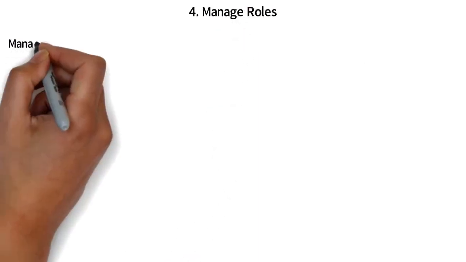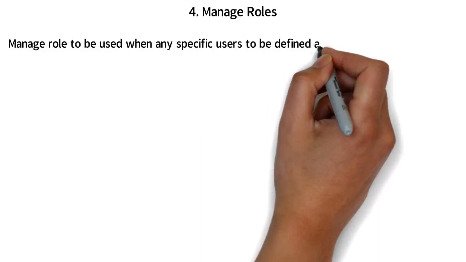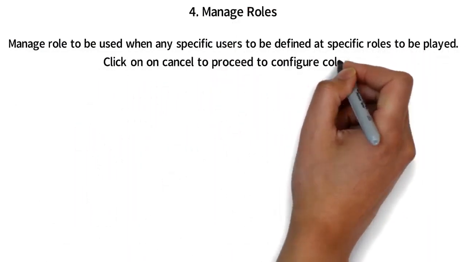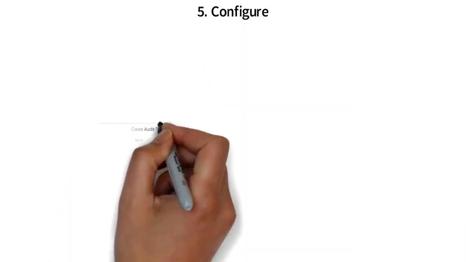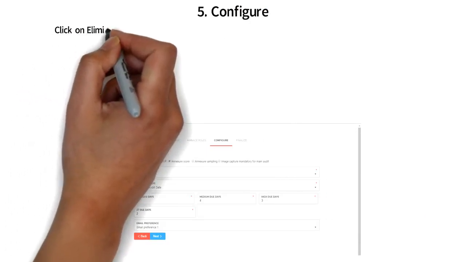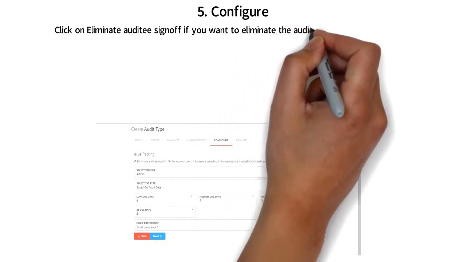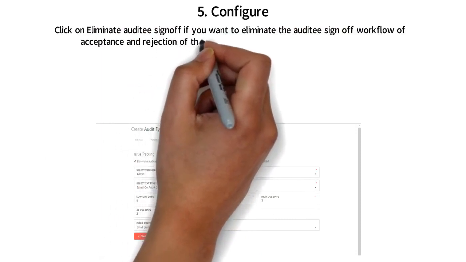This page is optional, and Manage Role is to be used when specific users are to be defined at specific roles. Else click on Cancel to proceed to Configure Column. In Configure Column of Issue Tracking, there are various checkboxes that need to be selected as per workflow requirement for an audit type. Click on Eliminate Auditee Sign-Off if you want to eliminate the auditee sign-off workflow of acceptance and rejection of the audit observations. Else, do not click anything.